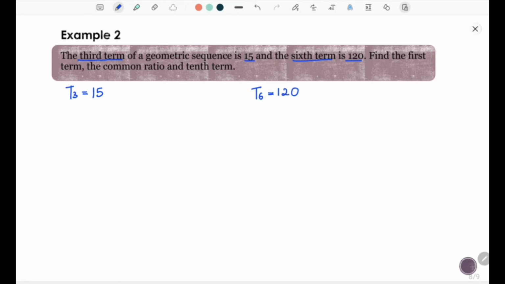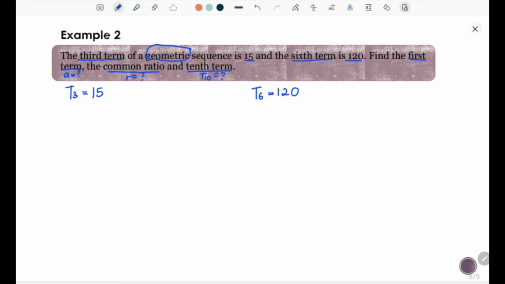You must note that this question is about a geometric sequence. The question asks you to find the first term, which is a, the common ratio, r, and the 10th term, which is t10. Before we can find t10, you need to find the values of a and r. So you must have at least two equations in order to find a and r. So we have two equations here, which are t3 equals 15 and t6 equals 120.